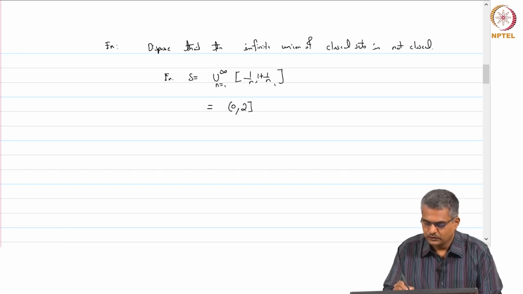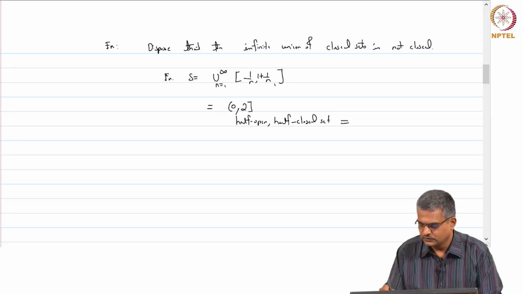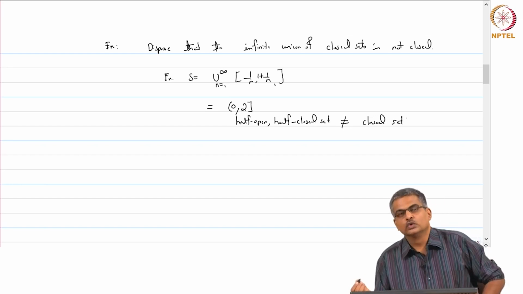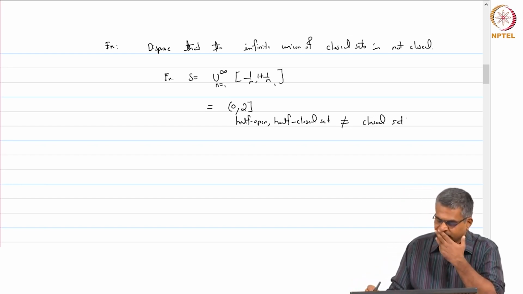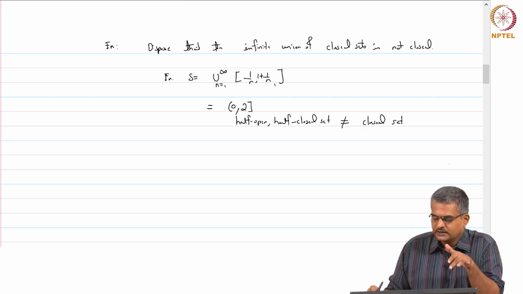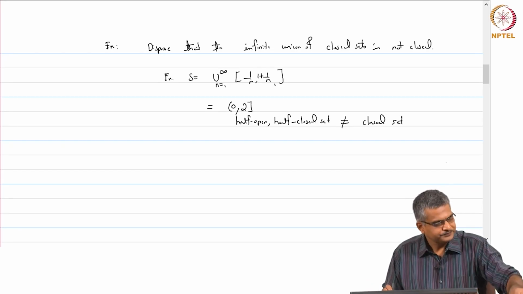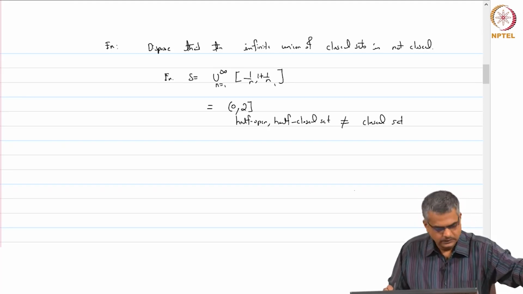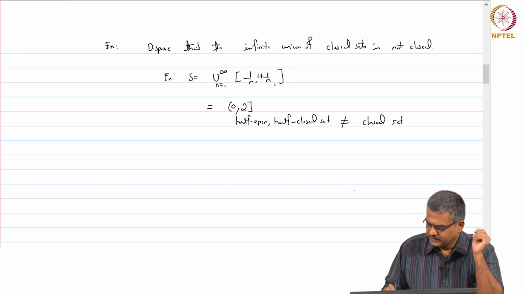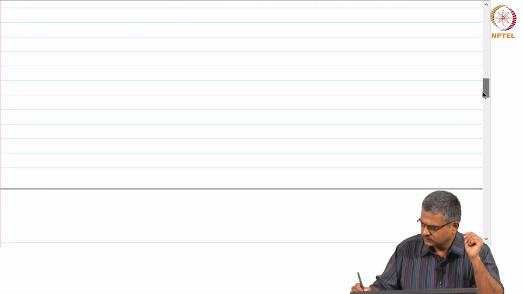So, what we got is the union of closed sets is a half open, half closed set, right. This is not a closed set, it is called a neither closed nor open set, right. So, we have shown that the arbitrary union of closed sets is not closed. That takes us to the next notion.